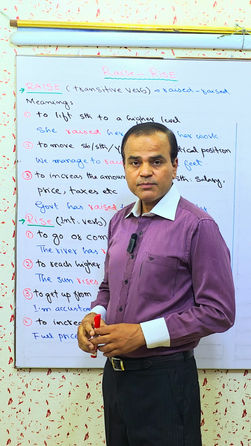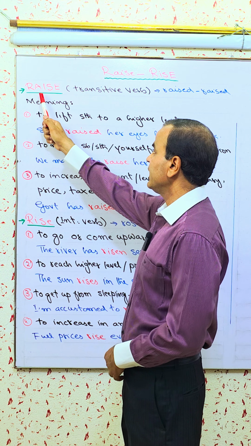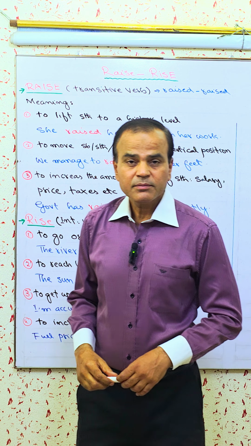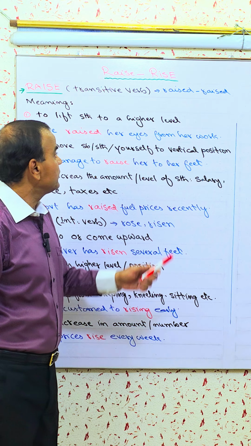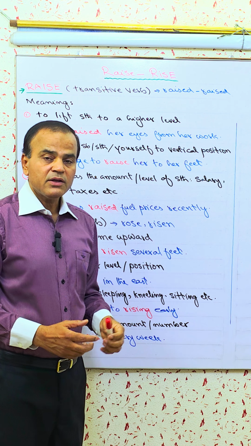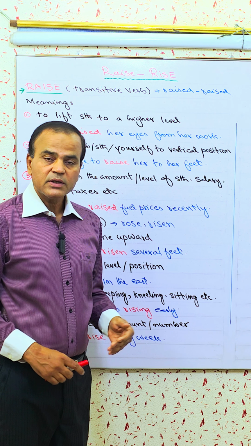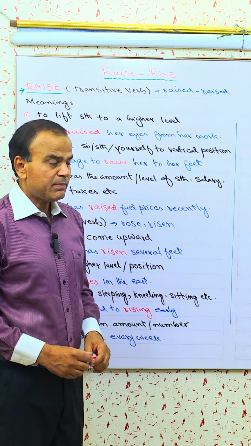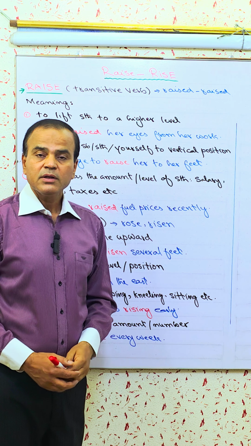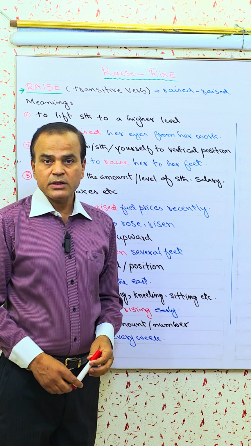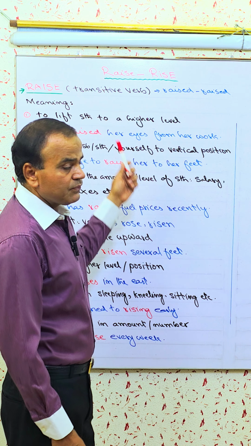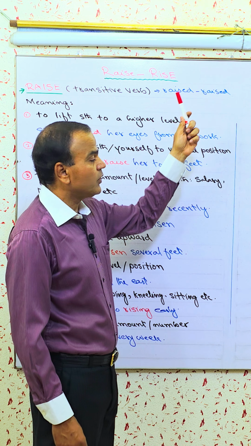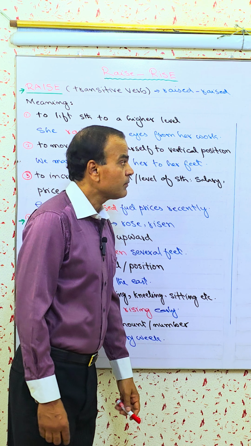Our first verb is raise, and its spelling is R-A-I-S-E. Grammatically, it is a transitive verb. When the verb is transitive, it cannot give the full meaning without the object. That means the verb raise needs an object to complete its meaning. And it is a weak verb. Its second form is raised and third form is also raised.